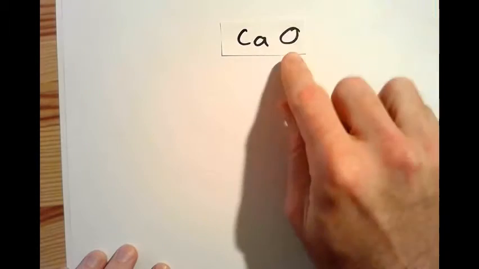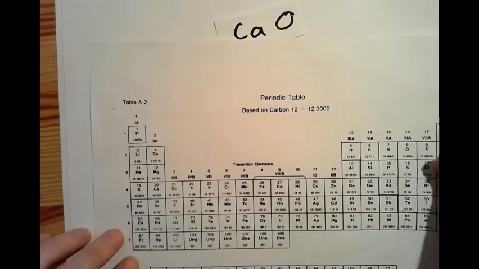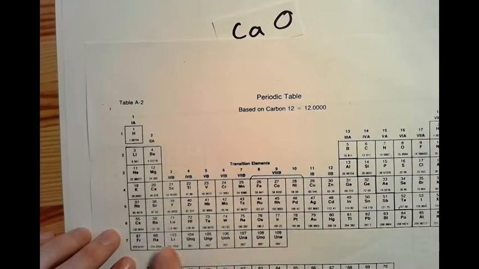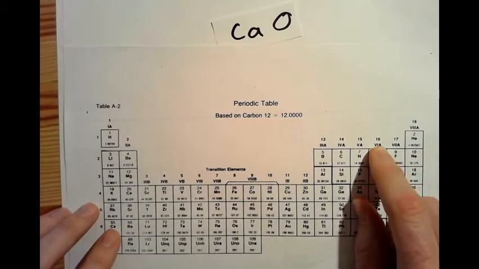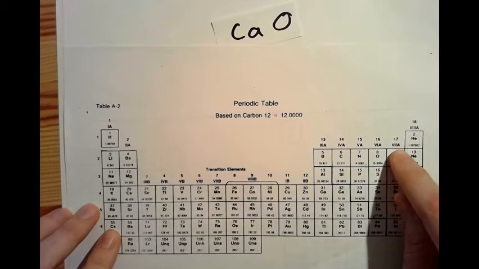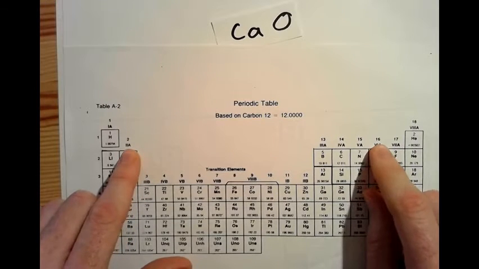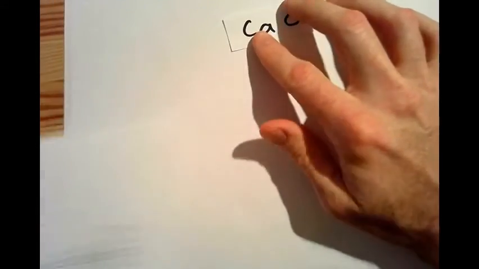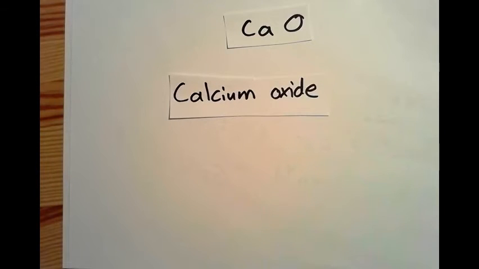If I had CaO, I would look at calcium on the periodic table and know that it's in group 2, so it's a 2+ charge. And then I look at oxygen, which is in group 16. Remember what these charges are? Remember these charges are 0, -1, and -2. So I have a 2+ charge here and a 2- charge. Those two charges will balance out so that I don't need any Roman numerals. It just makes calcium oxide.